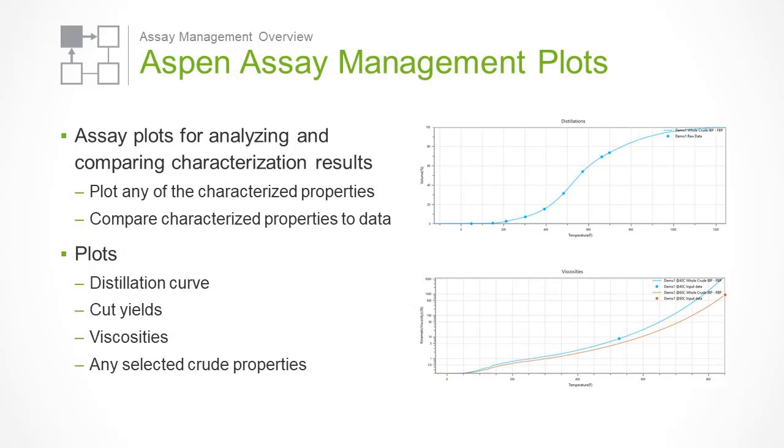Aspen Assay Management also provides various plots for analyzing and comparing characterization results. Once you characterize an assay, you can plot any of the characterized properties and compare them to data. Aside from the distillation curve, you can plot cut yields, viscosities, or any of the crude properties you selected.